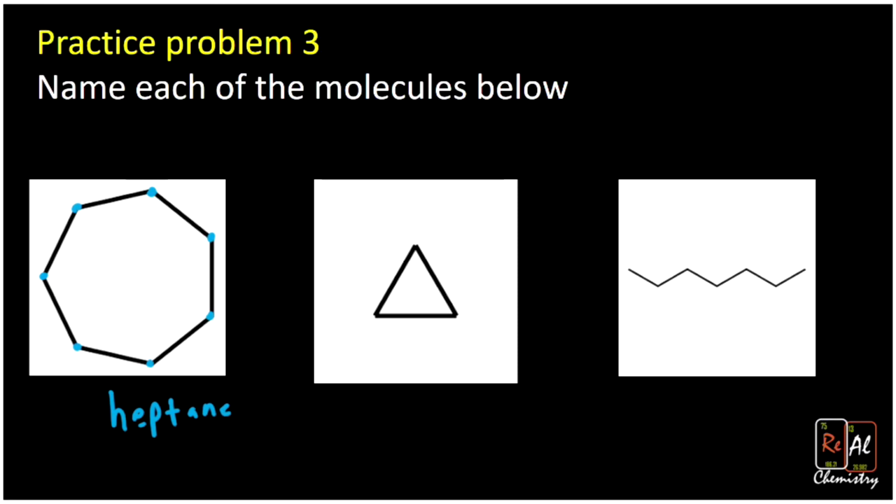And then we see, oh, you know what? This completes a ring, right? One nice continuous ring. So we're going to put cyclo in front of it. So that's cycloheptane. All right, why don't you pause it and try to name the next two?